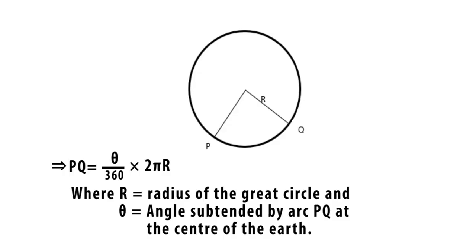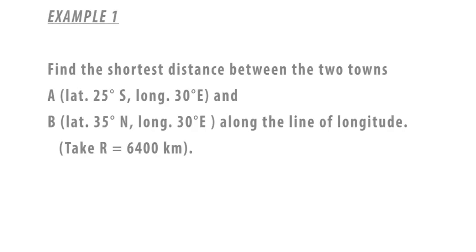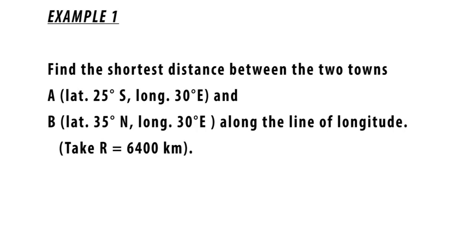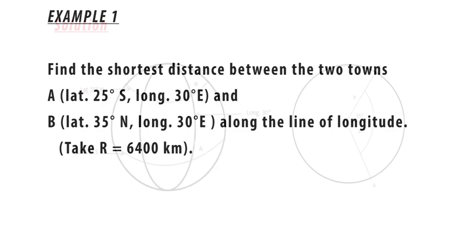Let's look at a very simple example. Find the shortest distance between the 2 points A, which is on latitude 25 degrees south and longitude 30 degrees east, and the point B, which is on latitude 35 degrees north and longitude 30 degrees east, along the line of longitude. We take our radius to be 6,400 kilometers. Now the solution.